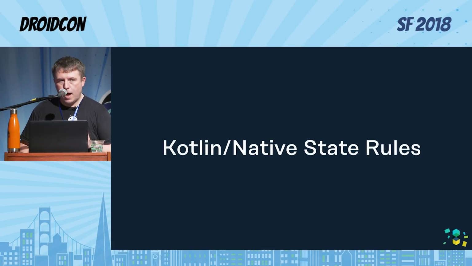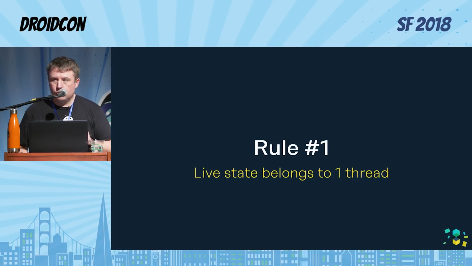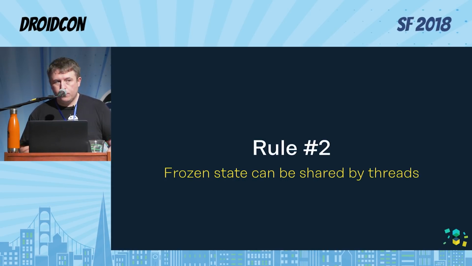Here are the rules for Kotlin native state. And if you were falling asleep, wake up, 2 seconds and I'll be done, I promise. Rule 1, live state belongs to one thread at any given time. You can pass ownership of that live state to another thread, but there are very strict rules and it's syntactically cumbersome, in my humble opinion. Number 2, you can freeze state and share that state between threads as much as you want. I'll explain frozen in a bit. Okay, you ready for the other 20 rules? There aren't. That's 2 rules, that's it.